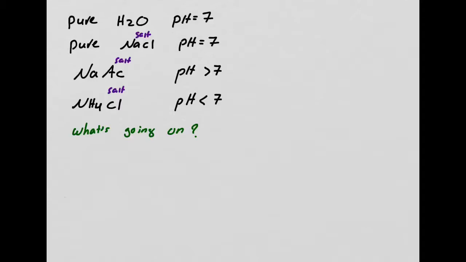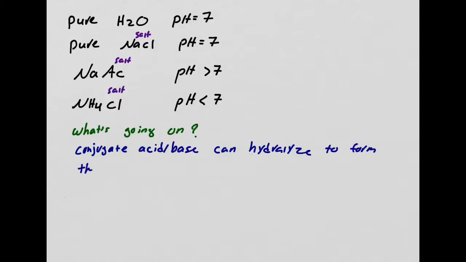Here is what's going on. I'm going to show you. And it has to do with conjugate acid and base. Conjugate acid and base can hydrolyze to form the weak acid and base. And you're going to look at it and it's like, what is she talking about? This is why I don't like to define things, but I'm going to show you. I just want you to be on the same page as me.